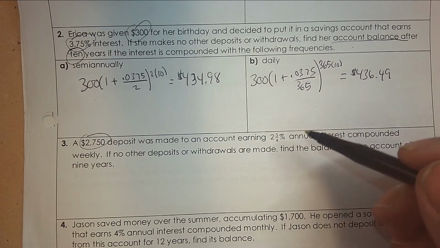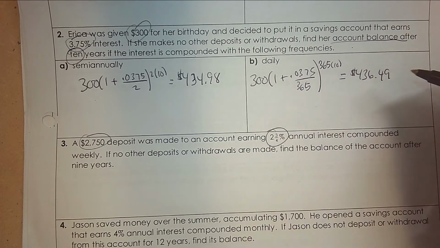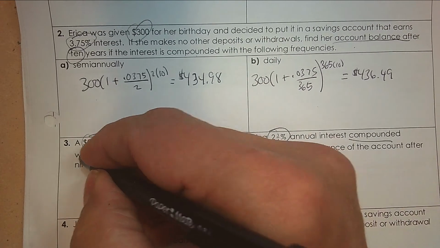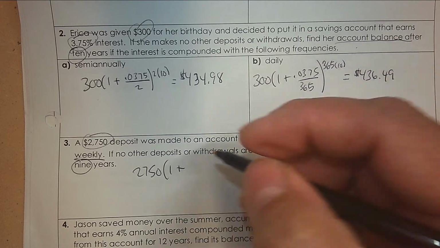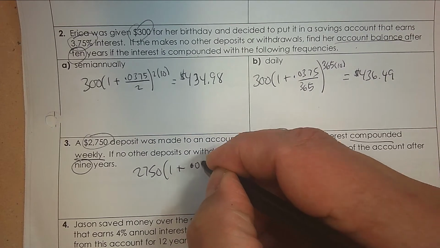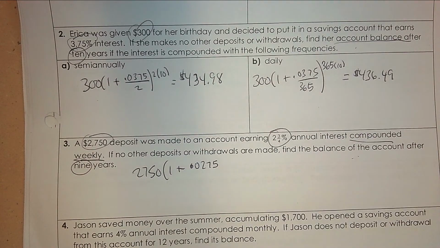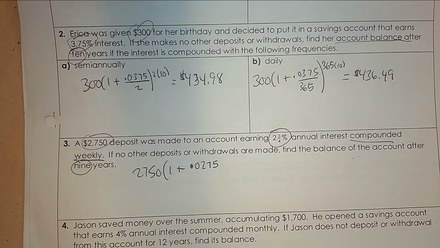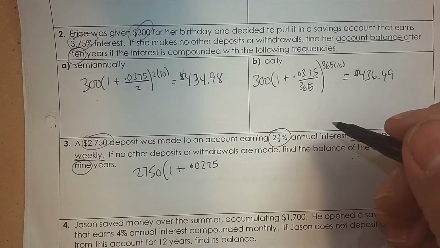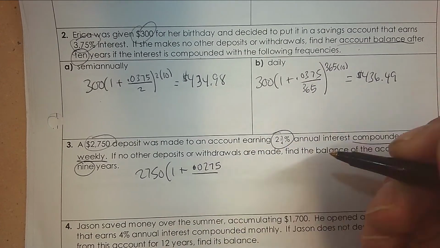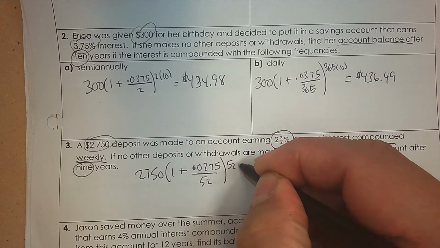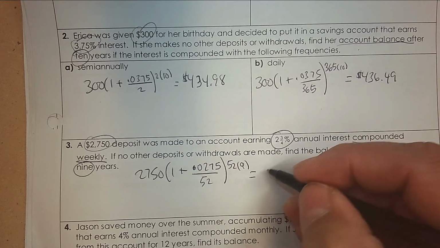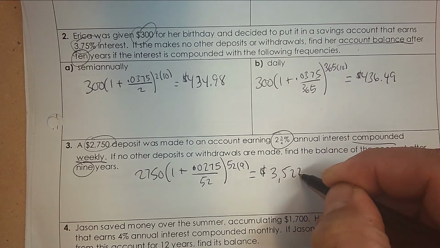$2,750 was deposited in an account making 2 3/4%, compounded weekly. Find the balance after 9 years. So we start with $2,750. 1 plus the interest rate as a decimal. Three-quarters is equal to 0.75, and then move the decimal. Weekly, there's 52 weeks in a year, times 9. $3,522.02. Use your calculator.